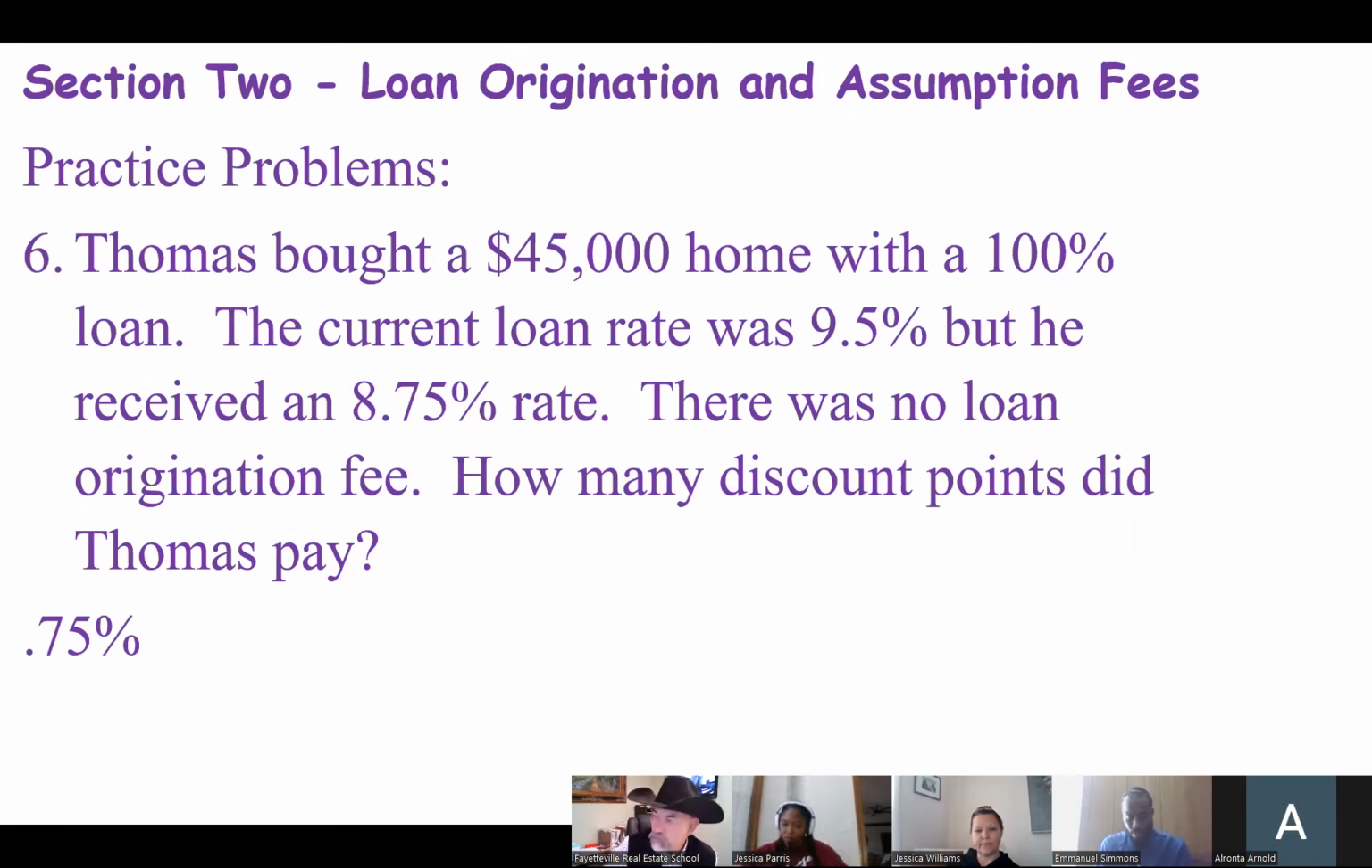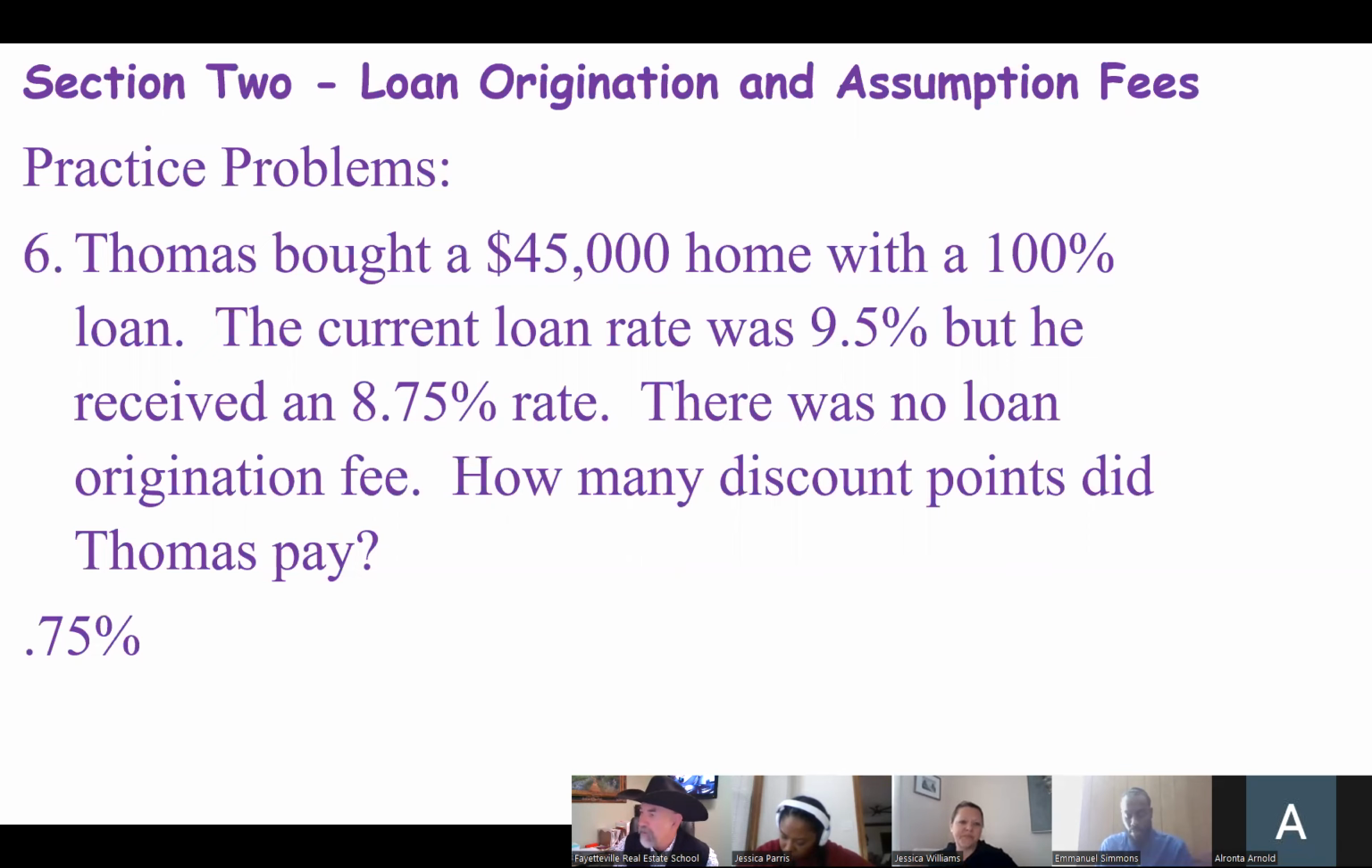Now, you have to be very careful on these type problems. Is it asking us for a dollar amount, or is it asking us how many points? It's asking us how many discount points Thomas paid. So we're going to take the 9.5 minus the 8.75. So if I took 9.50 and subtracted 8.75, what would that leave us, Jessica Williams? 75 cents. That leaves us 75 cents, right? So he wants to lower the rate by 75 cents. In a fraction, it's the same thing as what, Jessica Williams?